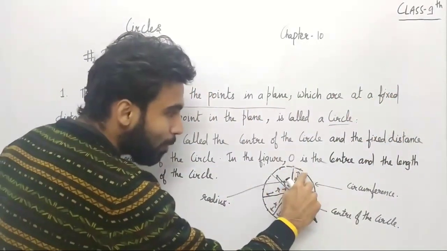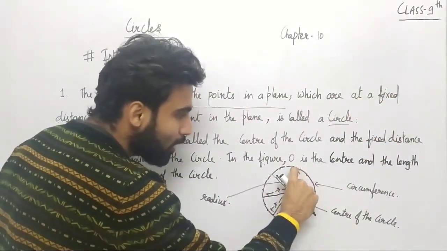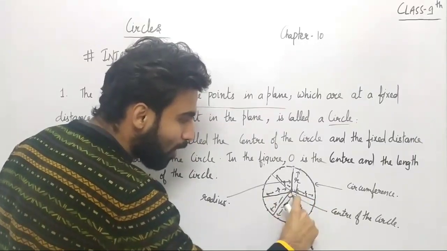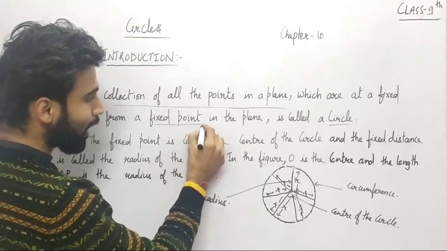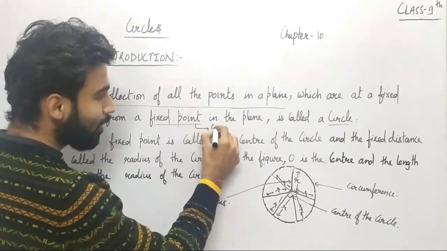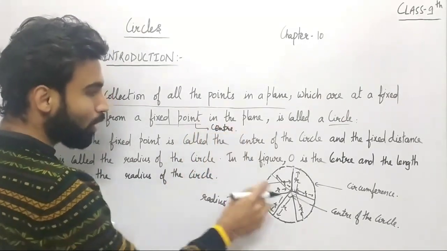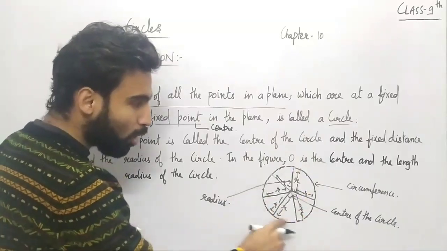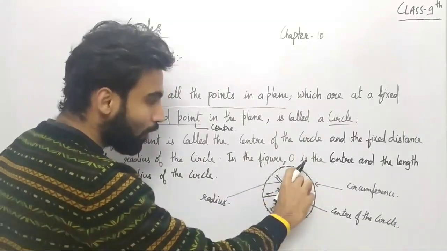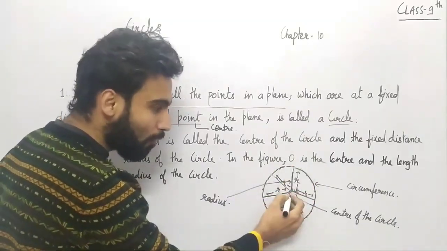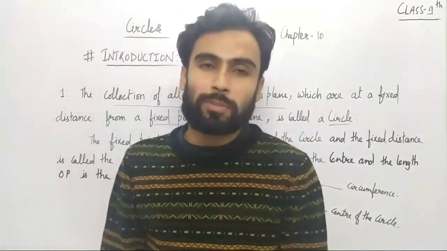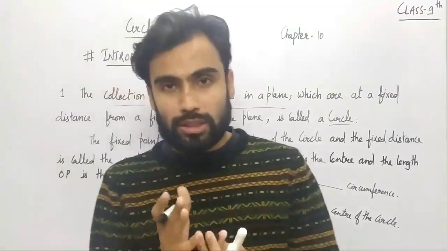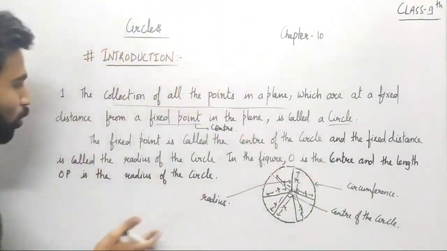आप देख सकते हैं ये सभी points जो हैं वो एक fixed distance पे हैं from a fixed point. That is the center. So ये जो fixed point है ये क्या कह रहा है? ये center है. Right? So you can see all the points, the collection of all the points in a plane which are at fixed distance from a fixed point is called a circle. So अब आपको समझ में आया that what is actually a circle, right? Now let us move further.